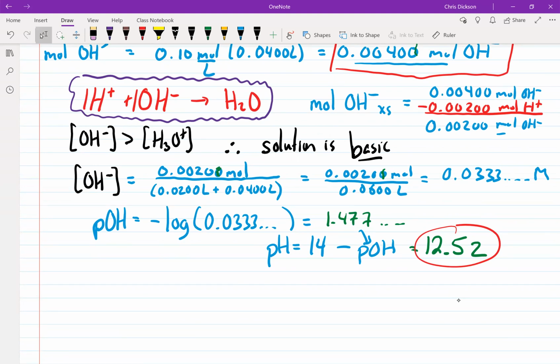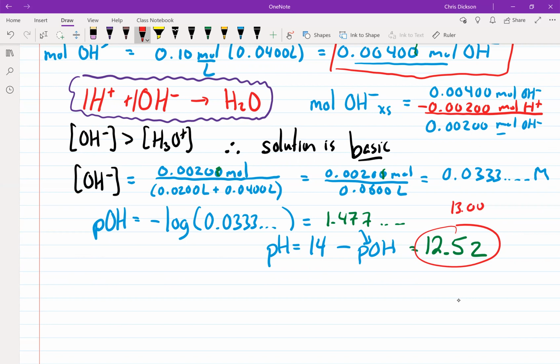the pH barely moved. It went from 13.00 to 12.52. So you added a whole bunch of acid to this thing, and you barely budged the pH of the base. Like it really didn't do much damage to it. That might not be as intuitive as you might think here.